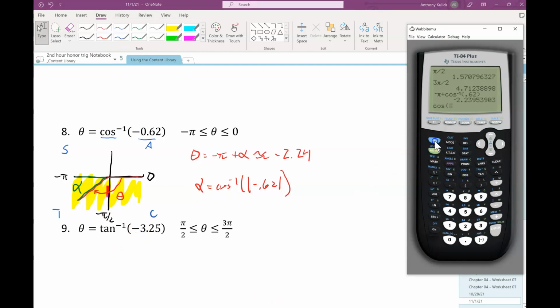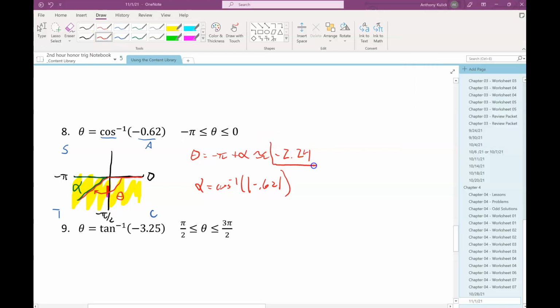So checking, cosine of that had better give me negative 0.62, which it does. And that value has to be bigger than negative pi. Well, I know what negative pi is. It's negative 3.14. Certainly it's bigger than that, but still less than 0, which it is. So this one looks good as well. Alyssa, does that feel okay? Yep. Okay. Josie, can you do number 7? Sure.